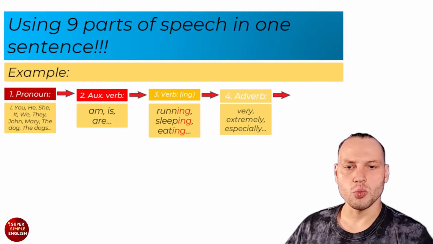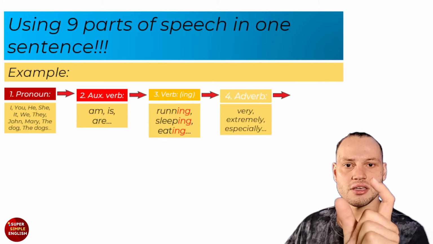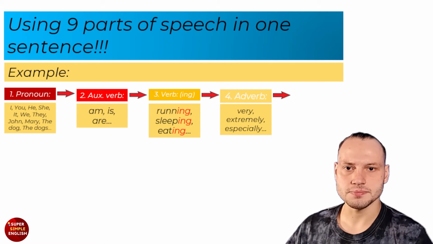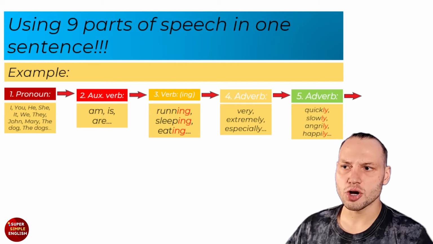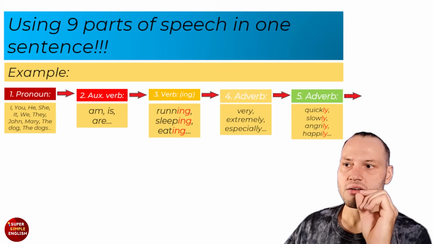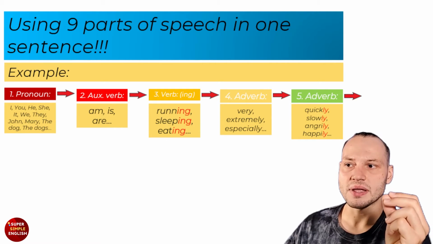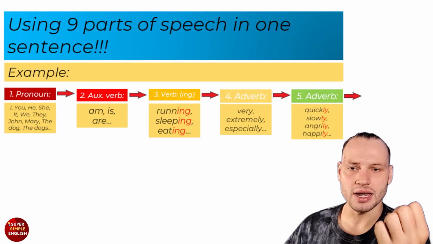After that, we will put an adverb. And I chose this because I want you to know where to put very in a sentence. After the adverb, we put another adverb. In English, this is called double adverbs. So it will be very quickly, very slowly, especially happily, extremely angrily.